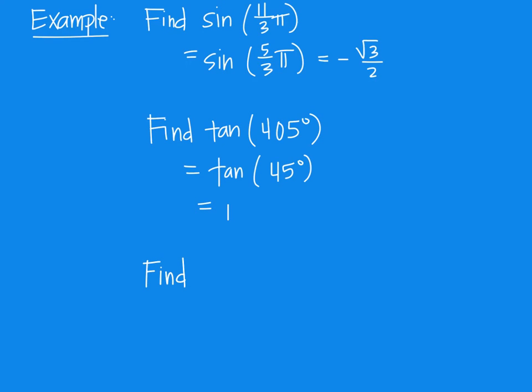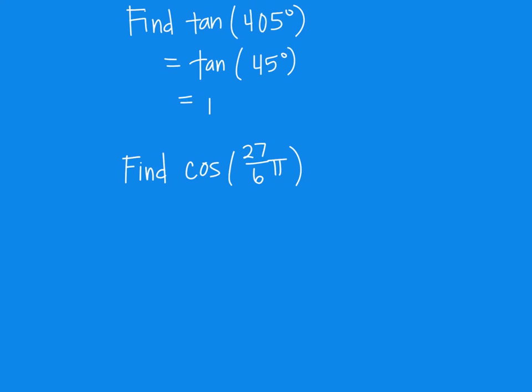Okay, find the cosine of 27/6 pi. Well that's gigantic. Nobody's got time to memorize 27/6. But we can make it smaller. So if I'm going to take 2 pi away, what kind of fraction am I looking at if I'm working in sixths? 12/6. All right, so take 12/6 away. Taking away 12/6, what does that give me?